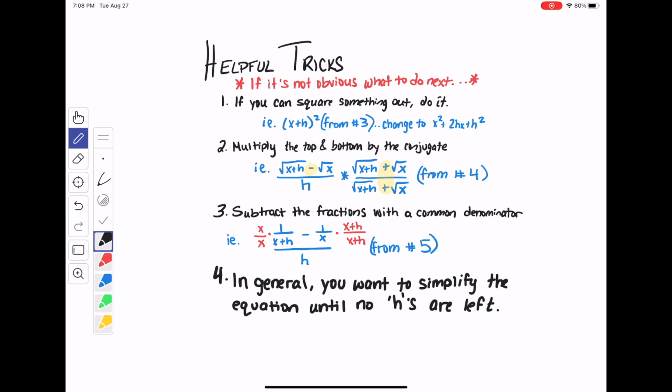So I'd like to leave you guys with these helpful tricks as a summary of what we just went over. So basically, we're just trying to simplify this formula until we can't cancel anything out anymore. If it isn't obvious what to do next to simplify this formula, you'll just have to do one of the first 3 things I listed here. Either square it out, multiply the top and bottom by the conjugate, or subtract fractions with a common denominator. You know you're done canceling out when there are no h's left. That's when you have your final answer.